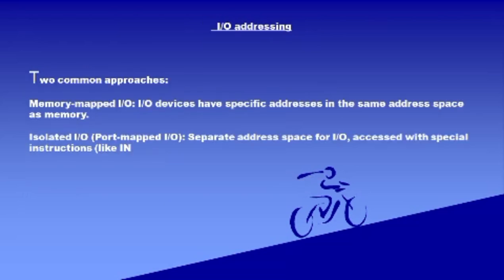Input or output addressing has two common approaches. We have memory-mapped input or output, where devices have specific addresses in the same address space as memory. And we have isolated input or output, which you can also call port-mapped input or output, with a separate address space for input or output access and special instructions like IN.